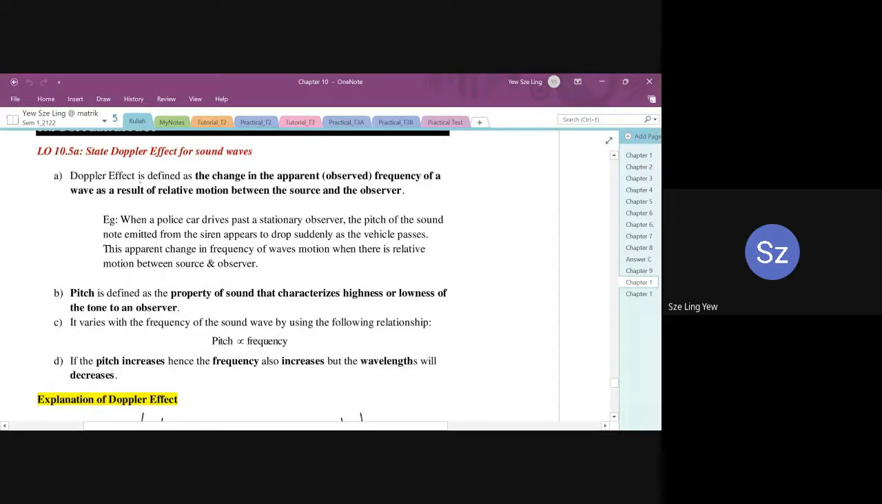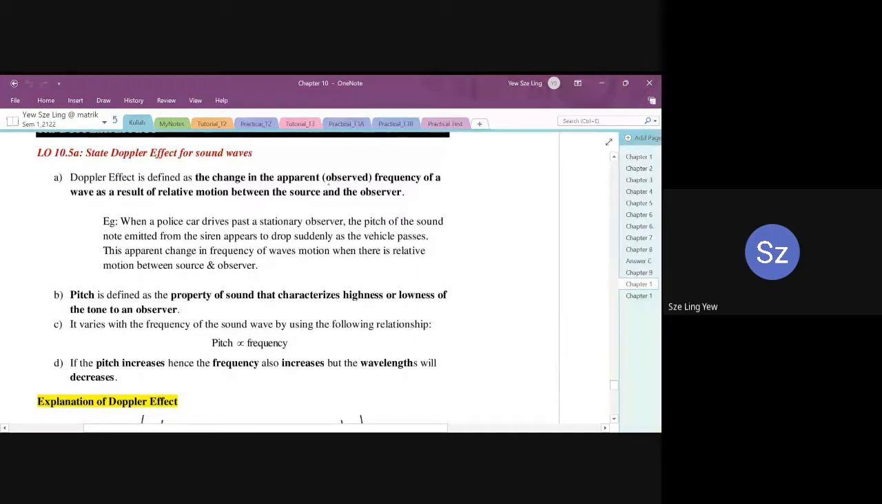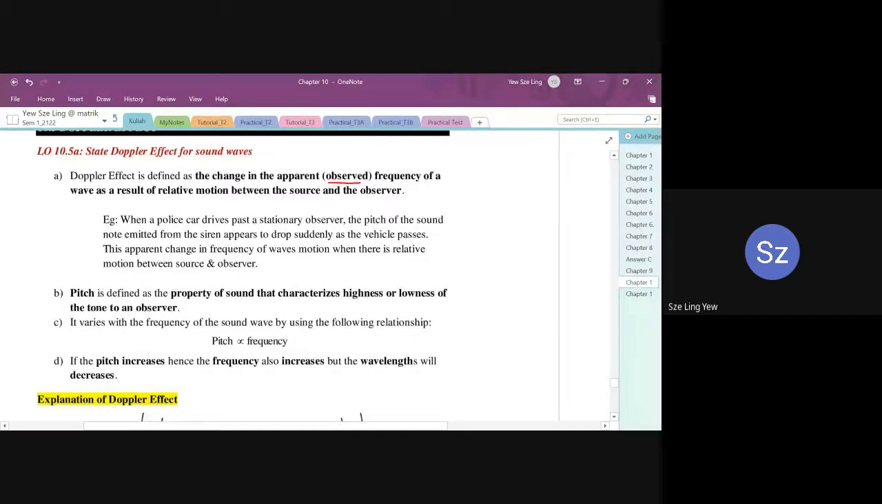So the Doppler effect is defined as the change in the apparent frequency of a wave as a result of relative motion between the source and the observer. So apparent frequency is the observed frequency. Okay, the term apparent, we use it to refer to the observed frequency.